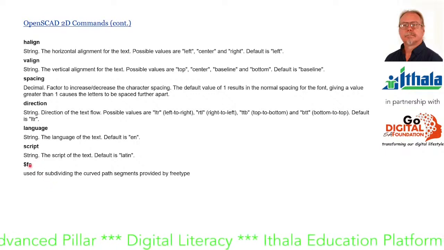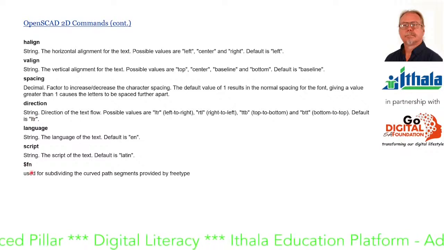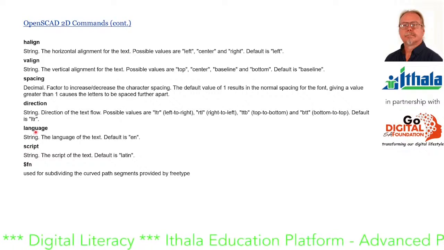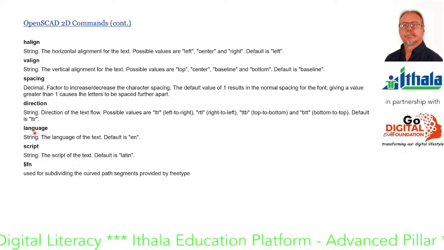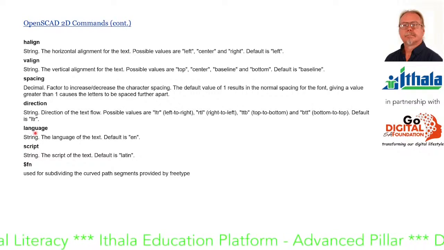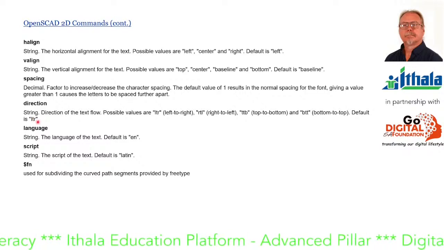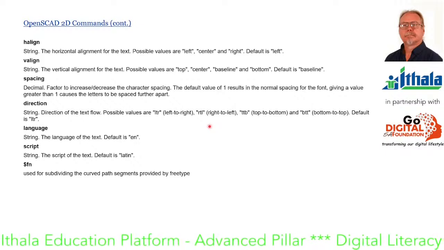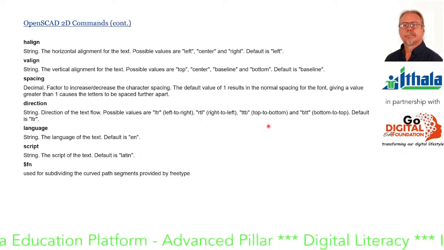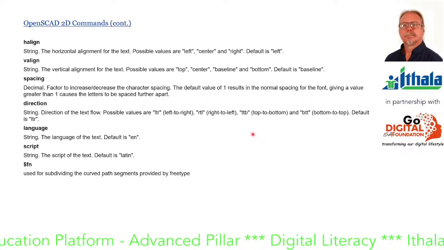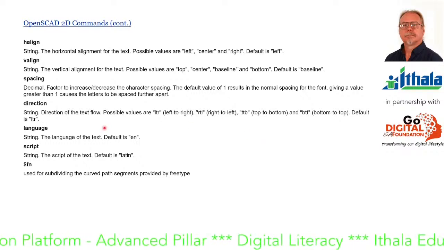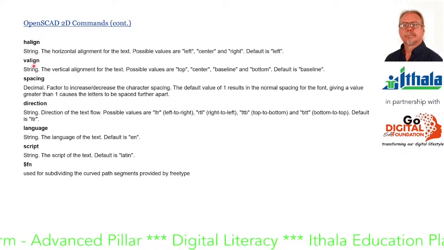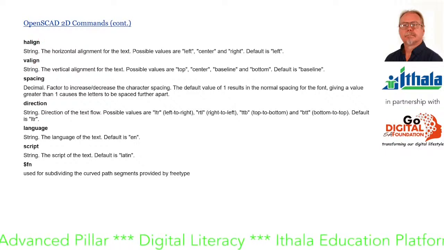Okay, these all have defaults. We're typically going to leave this at the default. We'll typically leave script at the default. We'll normally leave language as the default unless we want to specify a different language. Normally it's going to be LTR. It would be RTL for certain languages, and top to bottom for certain languages, but normally it's left to right. Spacing we normally leave alone. So it's just horizontal alignment and vertical alignment that we might sometimes change.